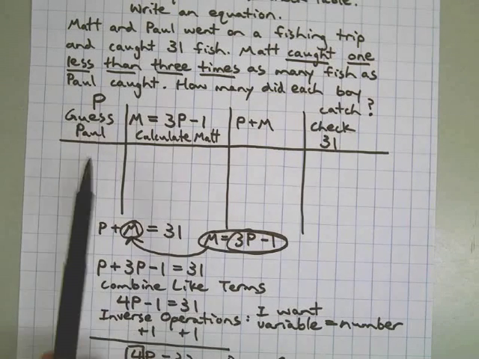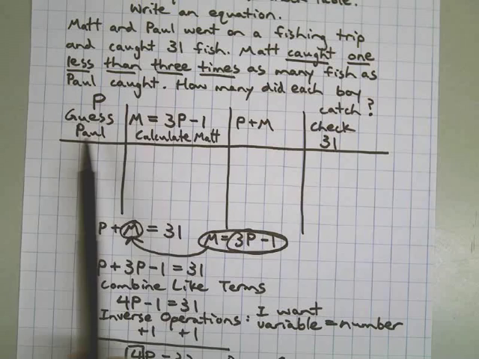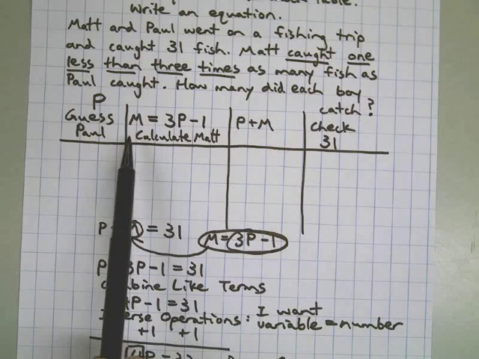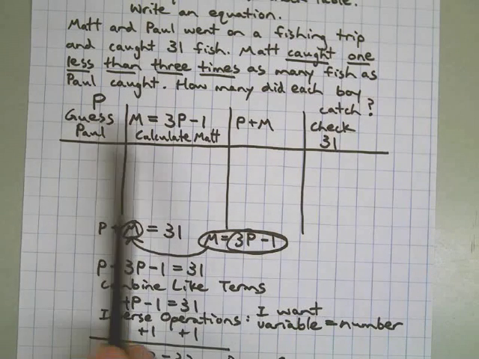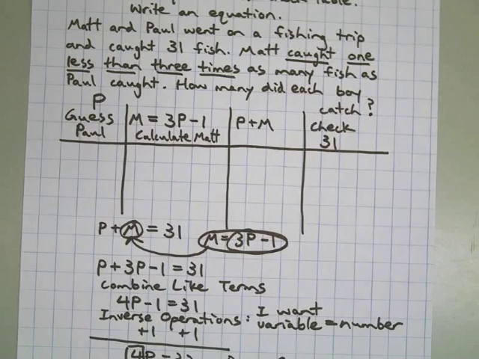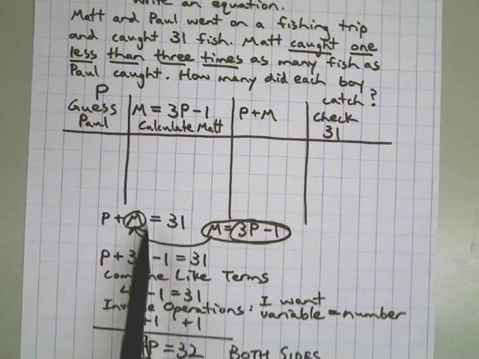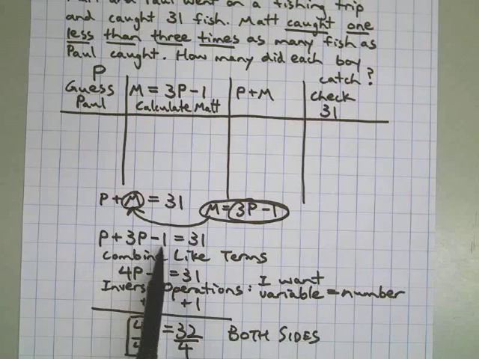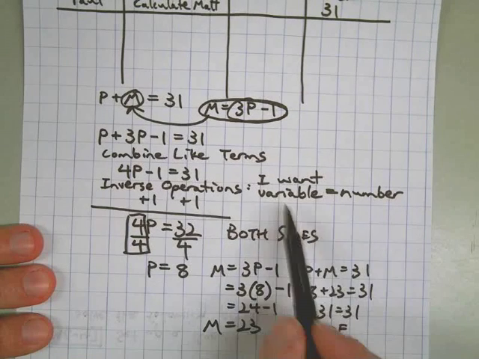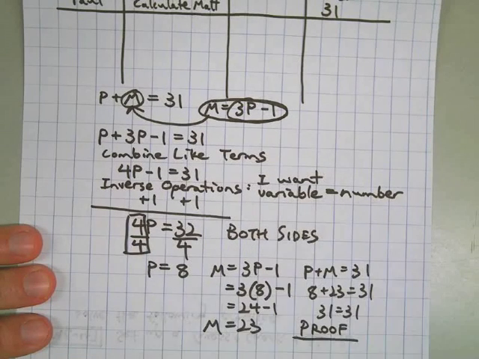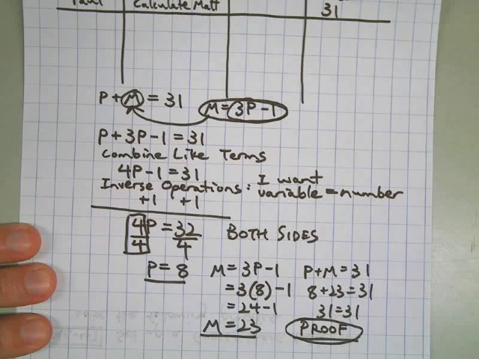We're asked to set up a guess and check table. We do that by setting up the guess and check table. We're able to write expressions comparing the two things in the problem, and then we just skip that and come right down here by substituting, combining like terms, and using inverse operations until we have a variable on one side and a number on the other side. We get the answer, and then do the proof. Make sure your answer is correct. That's all.